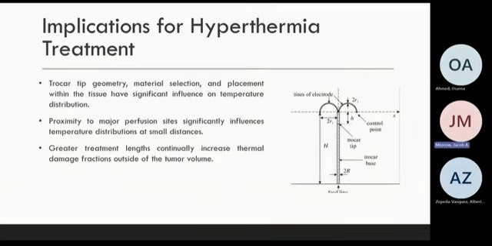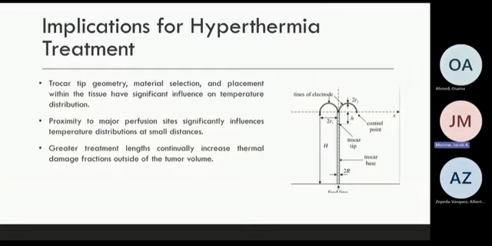So I'll go into some conclusions. The process of executing the simulation highlighted some important implications for local electromagnetic hyperthermia treatment of cancerous tumors. The first major takeaway is related to the design of the trocar. The trocar tip geometry, material selection, and placement within the tissue all have significant influence on the resultant temperature distribution.